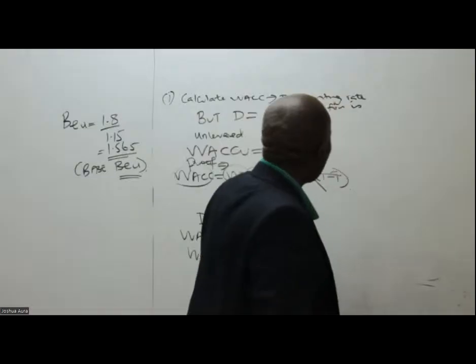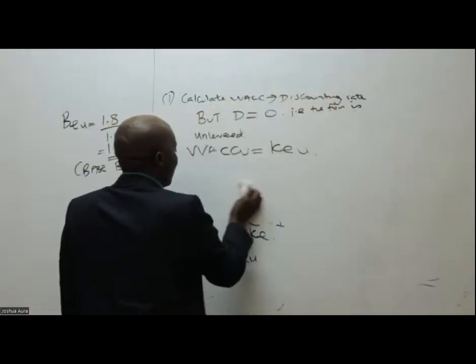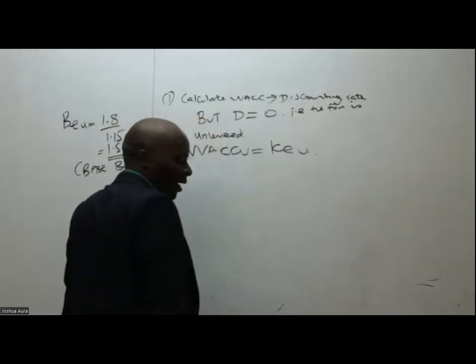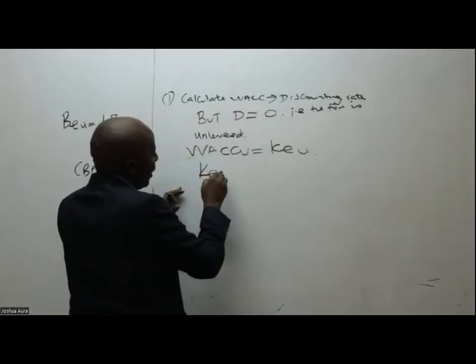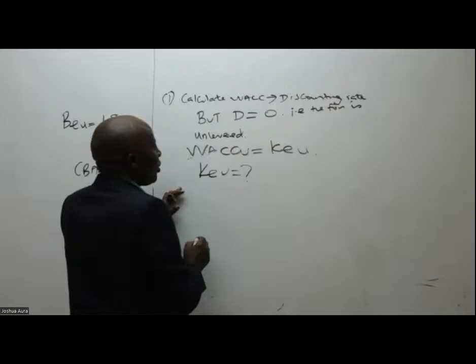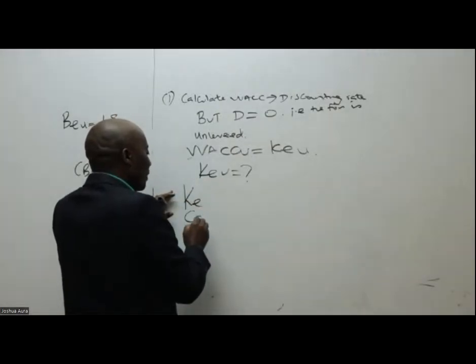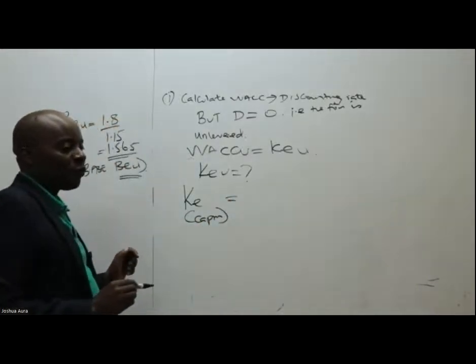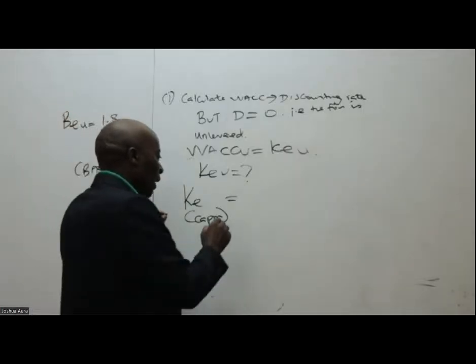So then, ladies and gentlemen, our work here will be to get this Ke_U. So how do we get this? First of all, we know one of the functions of CAPM is to calculate cost of equity. And this CAPM goes like this.